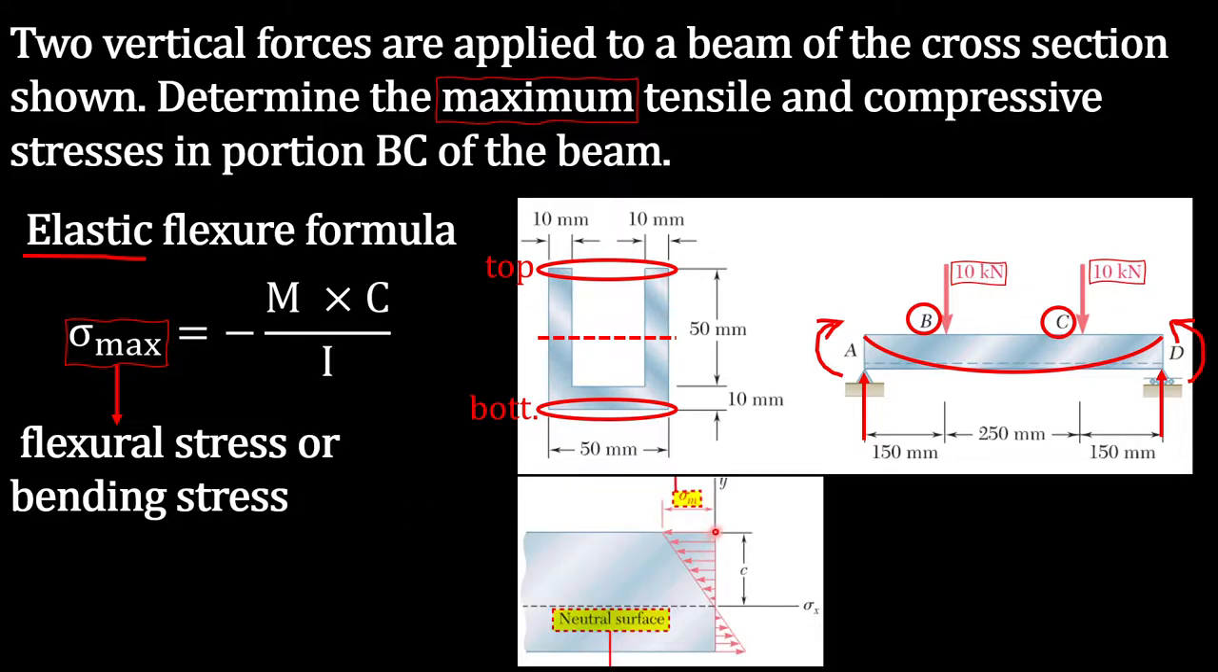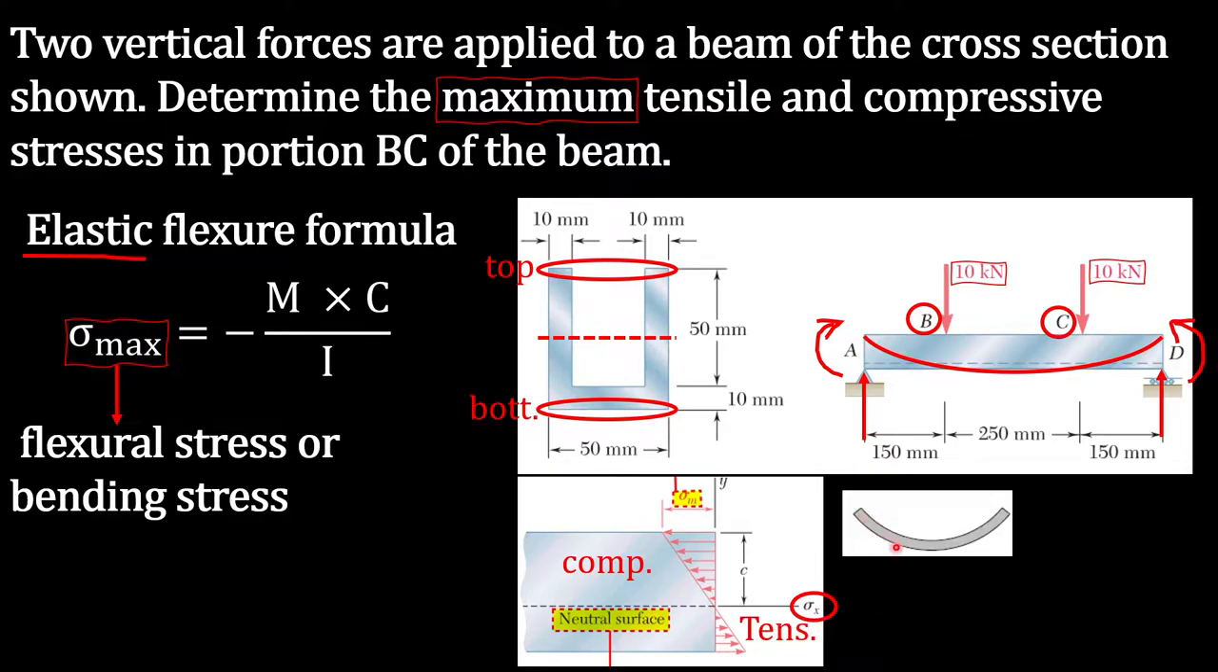Right here, we have a cut of this cross section where, as you can see, the neutral axis passes through the center. And the reason why we call it the neutral axis is because the normal stress at the neutral axis is zero. And as you can see, the C value, as we increase in length all the way to the top, we will have the maximum normal stress. So in this one, since the stresses are acting on the cross section, this is compression, and these forces down here are pulling on the cross section, that will cause tension.